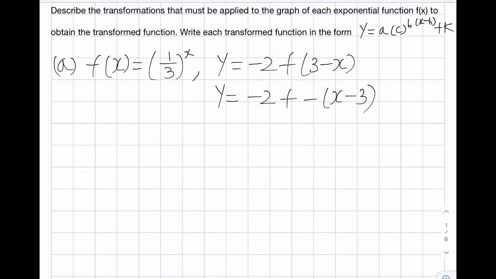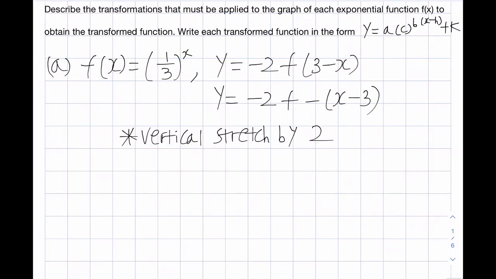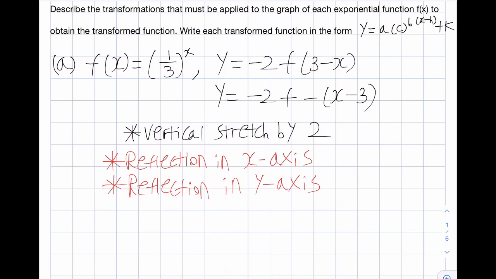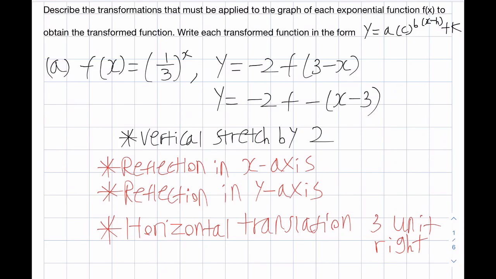Now that our coefficient of x is equal to +1, let's list out the transformations. First, we will have a vertical stretch by 2, and we will have reflections in both the x-axis and the y-axis because we have two negative signs in front of the vertical stretch and in front of the horizontal stretch. Finally, we will have a horizontal translation 3 units to the right.